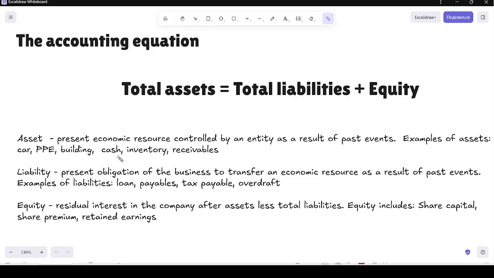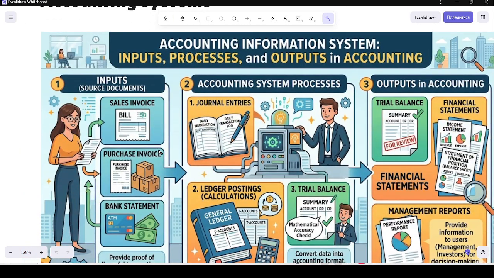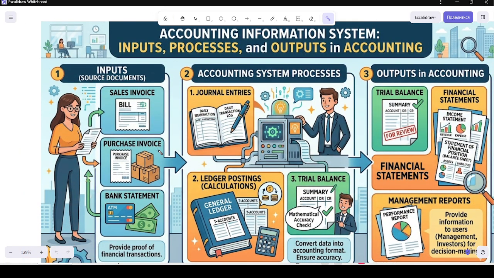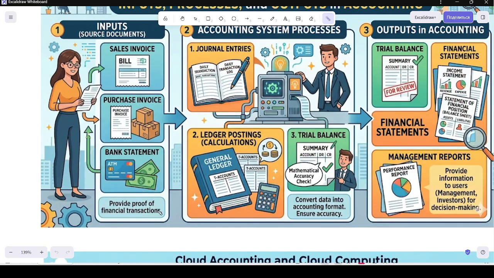Okay, we have 3 systems in accounting: inputs, processes, and outputs. Inputs, in short, provide proof of financial transactions: sales invoice, purchase invoice, bank statement, standing data, and so on, right?